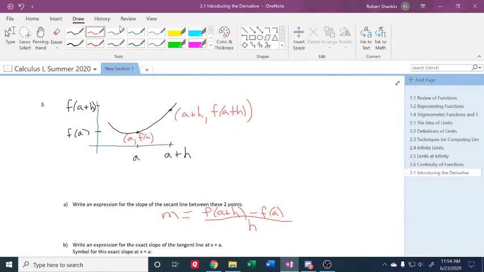It doesn't look like it's a change in y over a change in x, but it is. The top looks like a change in y, the bottom doesn't, but the way we set that up, a and a plus h, makes the bottom really simplify down to h. Now in this picture you can see that the gap between here and here is h.